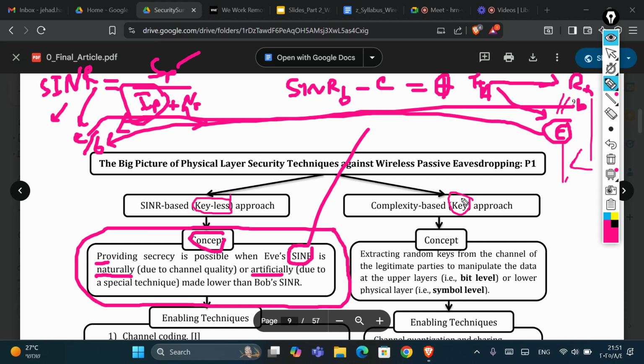This is where we need to artificially, in an intelligent manner, design a technique that can degrade the signal to noise ratio of Eve, by maybe injecting noise, adding noise, or focusing the beam of interference to Eve, so that the signal to interference noise ratio is lower. So this is the idea here. Clear? Any questions?